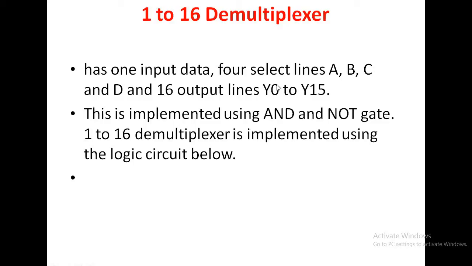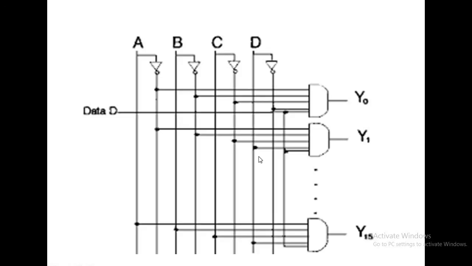16 output lines means 4 selector lines are present. 2 to the power 4 means 16. A, B, C, D. And 16 output lines are there from Y0 to Y15. This is implemented using AND and NOT gates. 1 to 16 demultiplexer implemented using the logic circuit. Okay. So I can directly draw the logic circuit, and you can draw the truth table at your home. And if you are facing any problem, okay, then ask me.